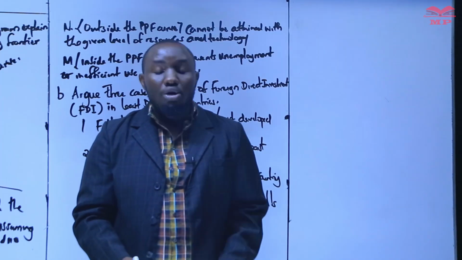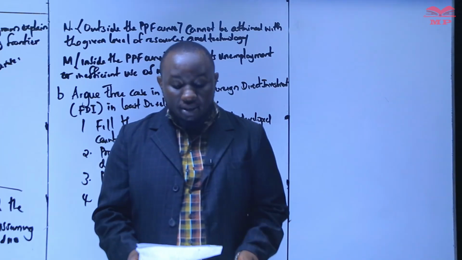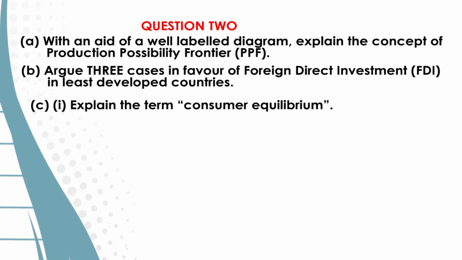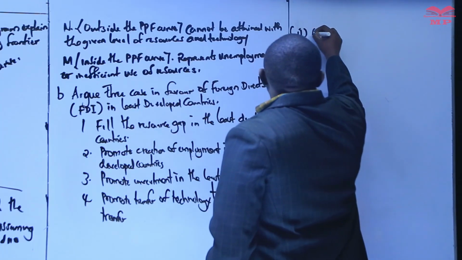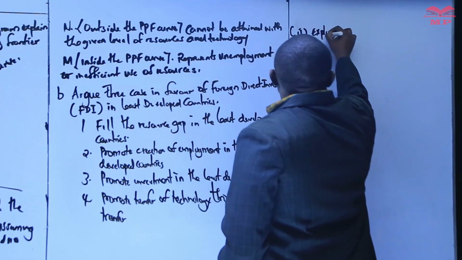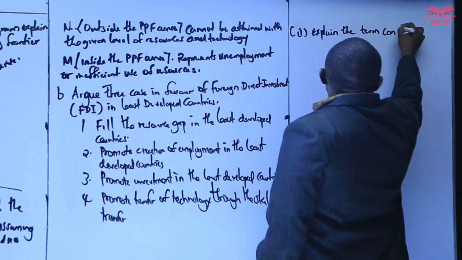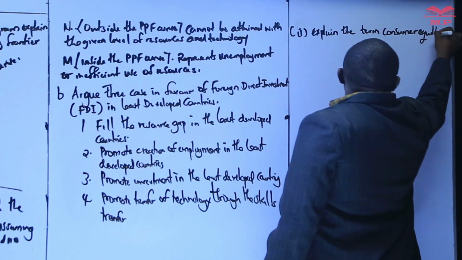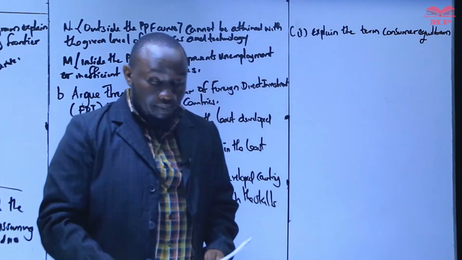That is how we tackle that question. That is question 2, Roman B. We pick it up on the next question, that is question 2, Roman C. C, Roman 1: explain the term consumer equilibrium. So we write the question: explain the term consumer equilibrium.